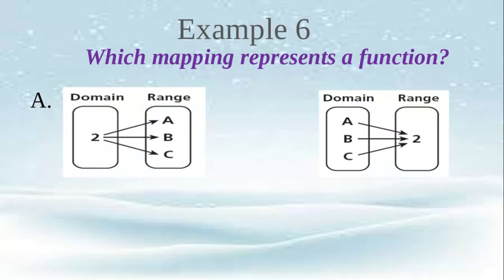All right, what about these? Which one is a function? You should have B. B is the function, this one. 2 is going to 3 different things. 2 has 3 arrows. You can't have that. Not a function. A only has 1 arrow. B only has 1 arrow. C only has 1 arrow. So it is a function.